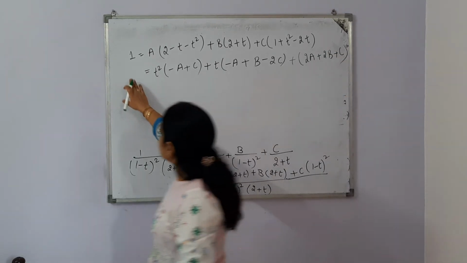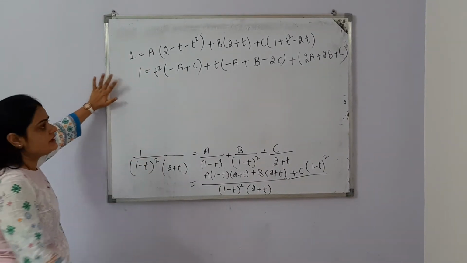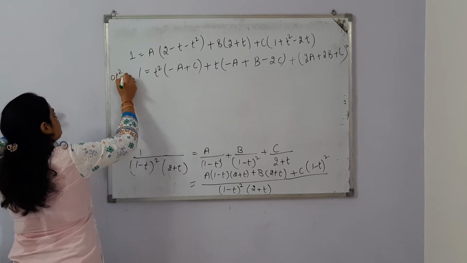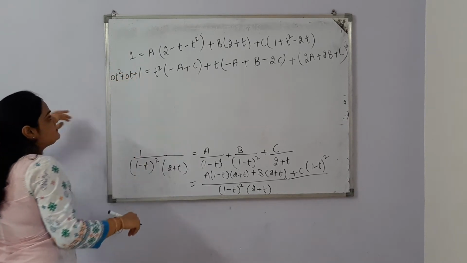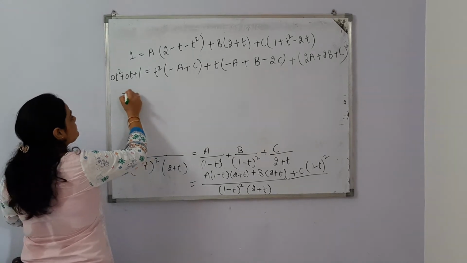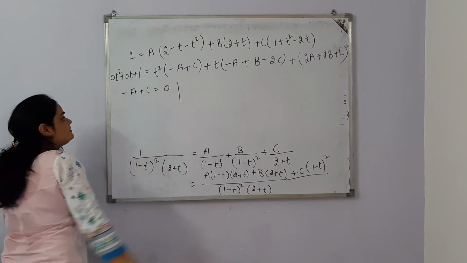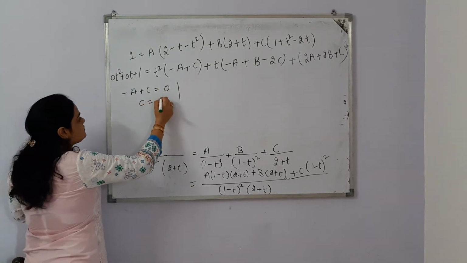Here you are watching that only the constant term is available. There is no term with t squared, there is no term with t. So we'll write 0t squared plus 0t plus 1. Now comparing the coefficients of t squared, t and the constant term: minus a plus c. The t squared coefficient here is 0. So c's value is equal to a.